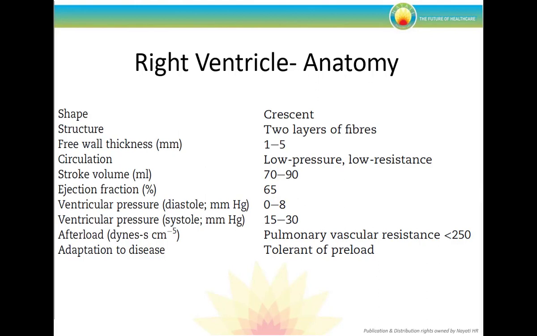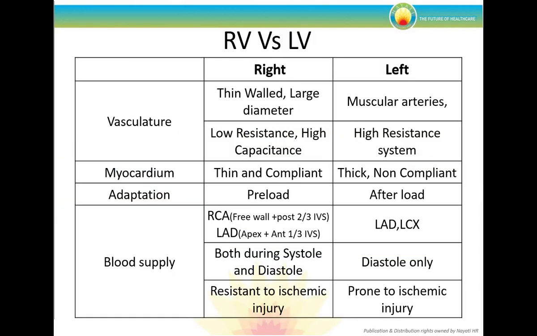Because of the structure of the RV, it is very suitable to handle volume very well. But the same structure puts the RV at a disadvantage to handle pressure or the afterload. So these are the main differences. As I discussed, it pumps blood into the pulmonary vasculature, which is very thin walled. The vessels are large in diameter. It's a low resistance, high capacitance circuit.